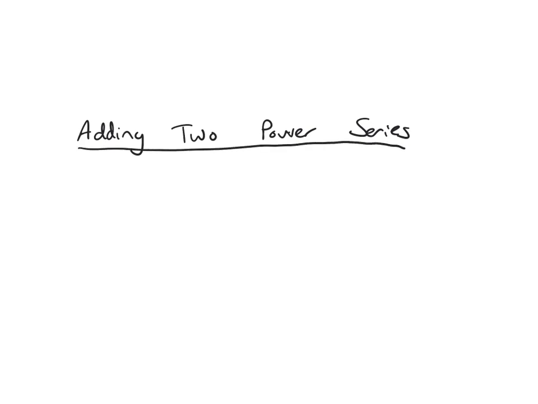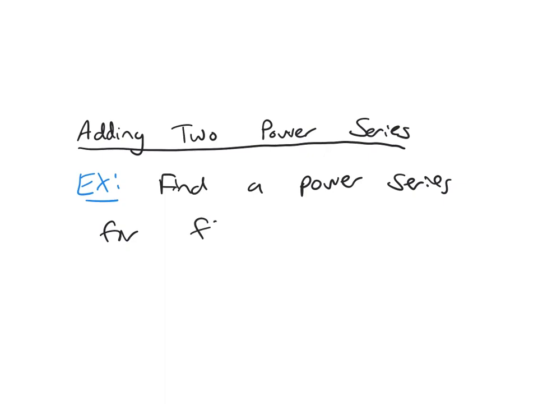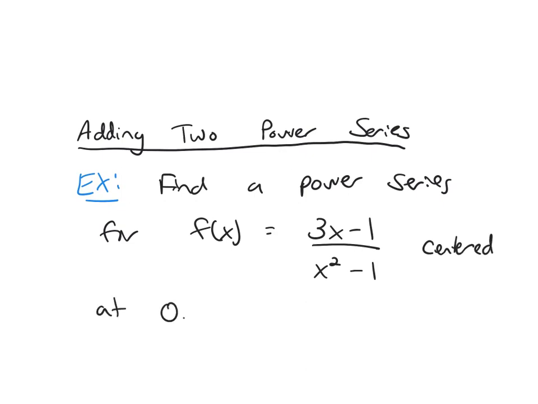We're going to talk about how to add two power series. So let's look at the following example. Find a power series for the function (3x minus 1) over (x squared minus 1), centered at 0.